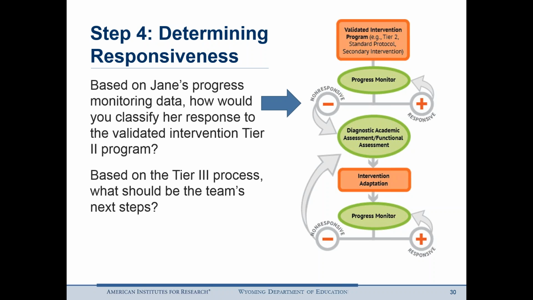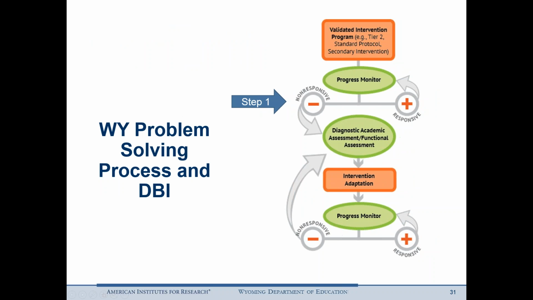The team determines that Jane is non-responsive, which moves her to the next step in the DBI process. Remember that progress monitoring data helps the team determine when an instructional change is needed. Additional data are necessary to determine the nature of the intervention change needed. With DBI, the problem-solving process is used until an appropriate intervention is found for the student.